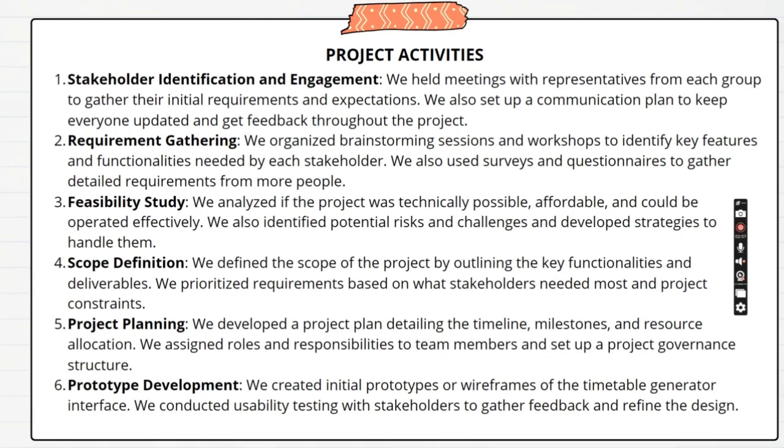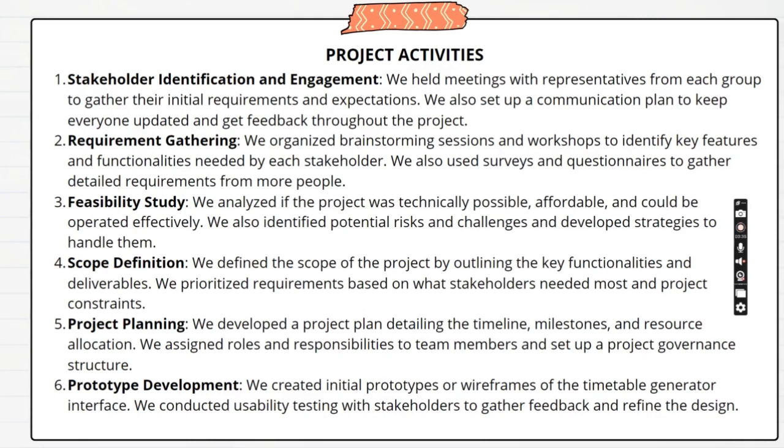And the second activity is requirement gathering. We organized brainstorming sessions and workshops to identify key features and functionalities needed by each stakeholder. We also used surveys and questionnaires to gather detailed requirements from more people. Then feasibility study. We analyzed if the project was technically possible, affordable, and could be operated effectively. We also identified potential risks and challenges and developed strategies to handle them.